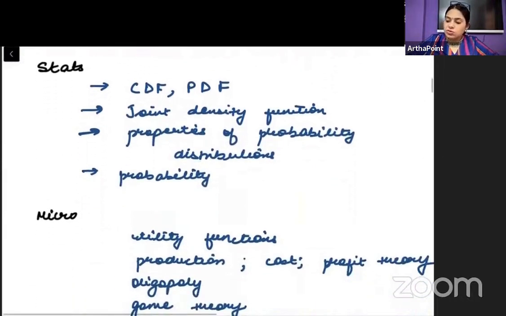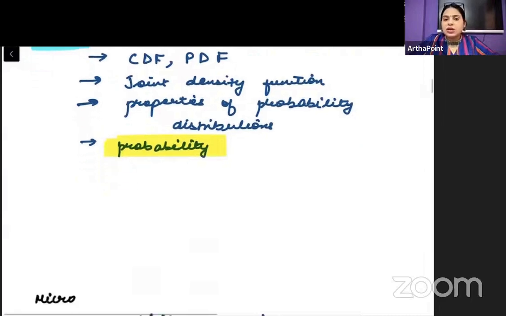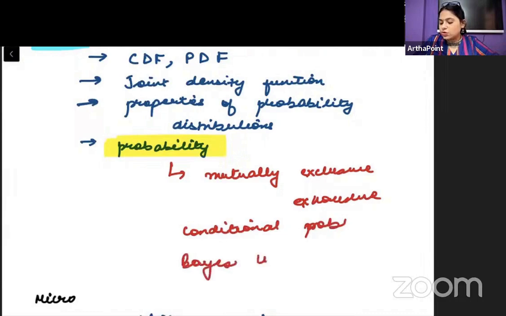Okay, now let's talk about the next thing. So the next thing that you must be focusing on, that is statistics. In stats, first thing that you have to be very aware about is probability. This is something that will be there in any entrance exam. So in probability, you must be aware about what is mutually exclusive, mutually exhaustive events, right? Then you must be aware about finding out the conditional probability, right? You must be aware about finding the probability using Bayes theorem, right?